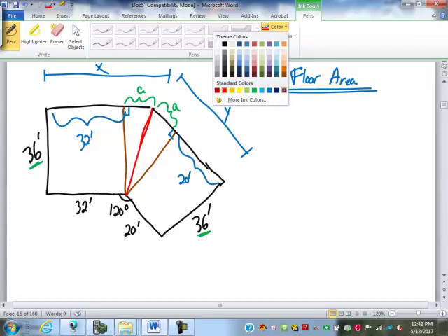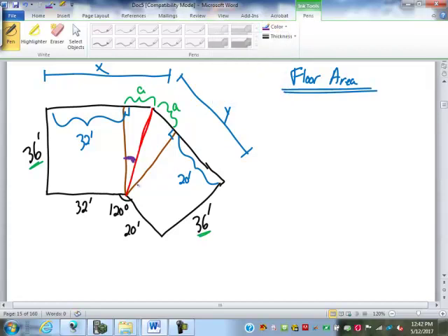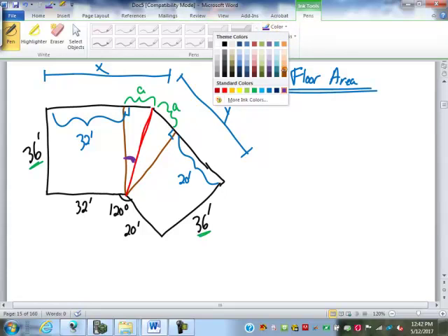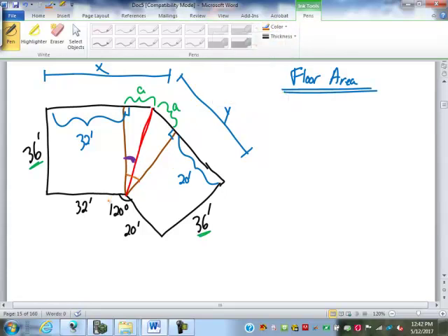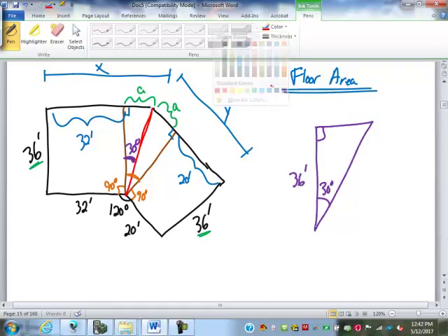So the big question, what's this angle here? Well, the angle here would be 60, right? Because you got 120, this is 90, this is 90. Those angles have to all add up to 360. Well, 90, 90, and 120 is 300. So this is 60 degrees. So the purple angle is 30, half of that. So what I have is this piece here. It's 30 degrees, 36 feet. And I'm looking for that piece right up there.